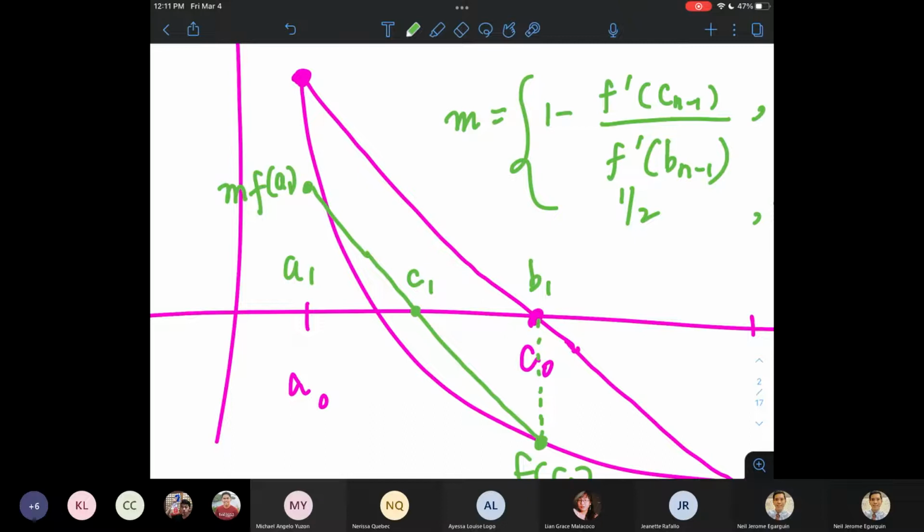Okay? Tapos, tingnan nyo yung mangyayari. Kung hindi ko ginawa yung modification, ito sana yung magiging approximate ko. I-join ko lang yung dalawa, no? Ito sana yung C sub 1 dun sa hindi pa modified na regular fallacy. Pero dun sa modified regular fallacy, mas malapit na tayo dun sa actual root na hinahanap.